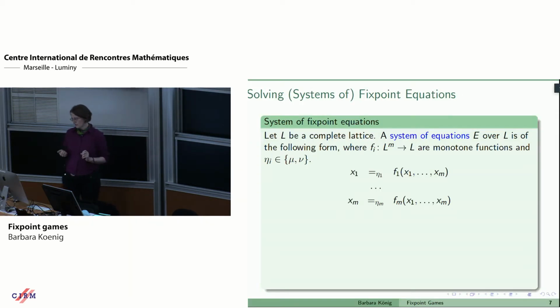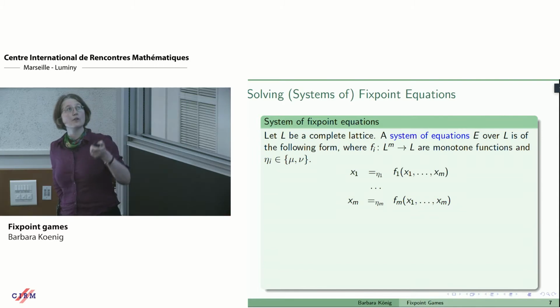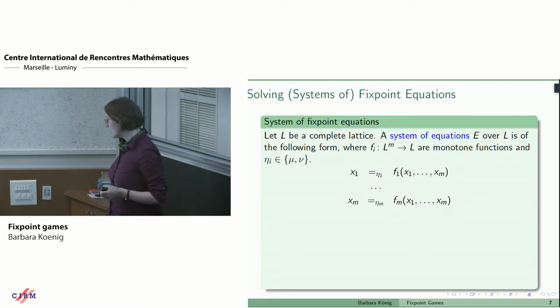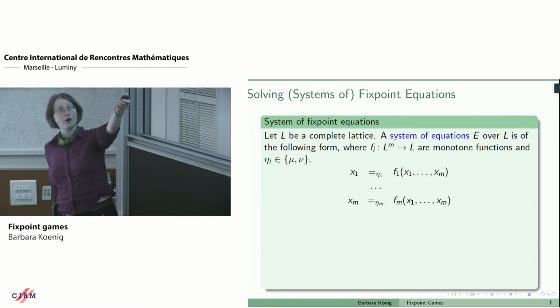Okay, now let's turn to systems of fixed point equations. So assume we have a complete lattice. And now we're given a system of equations. So we do not have one equation, but a system of equations. And in order to give this, we have functions. The functions are m-ary, so they go from L to the m to L. And we have m such functions. And now we have a whole system of fixed point equations.